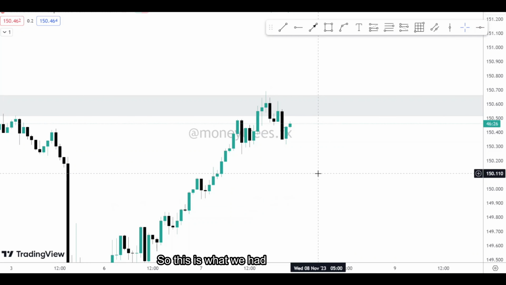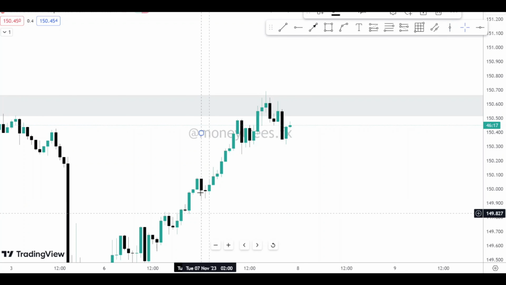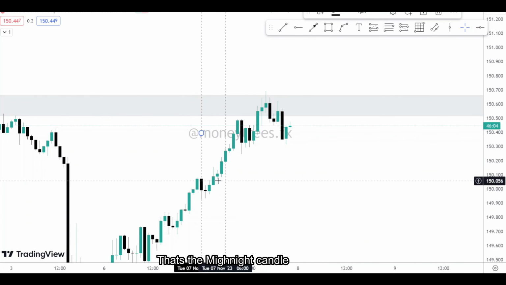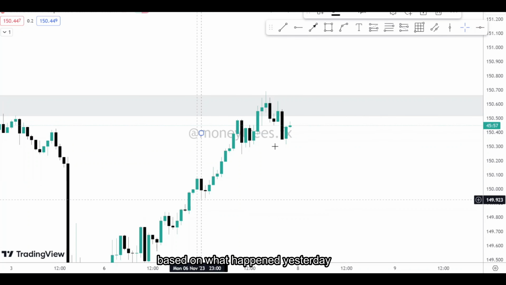So this is what we had. The day starts here. This is the midnight candle. So this is today's price action. I was currently bullish based on what happened yesterday.